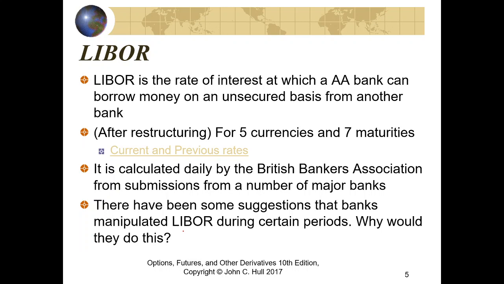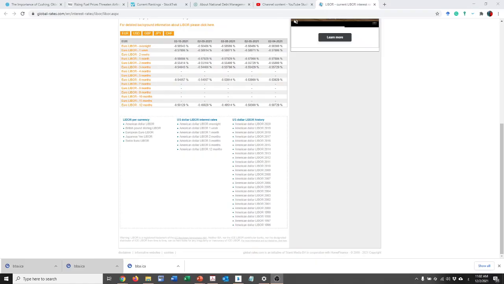Now, currently, the LIBOR is available only for 5 currencies and for up to 7 maturities. In the past, the LIBOR was available for 10 currencies and 15 maturities. But after 2007, 2008, there were allegations that the LIBOR rate was manipulated.